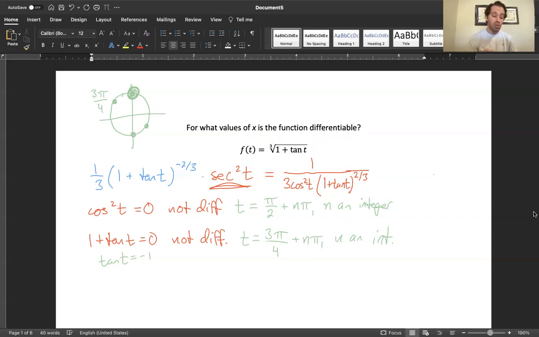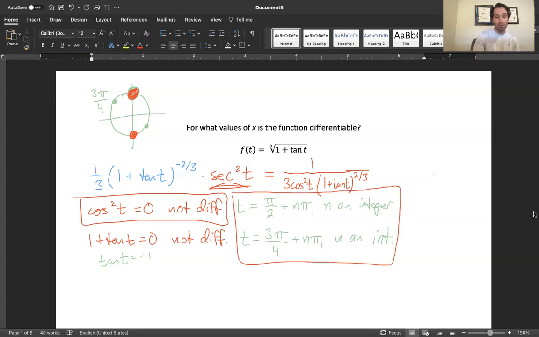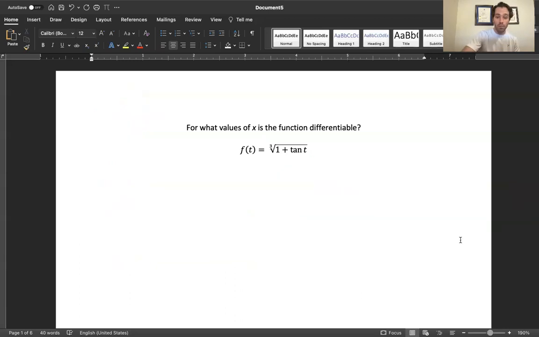And we already took that into account because tangent is undefined at pi/2 and at 3π/2. But we already said that those are points where the derivative doesn't exist because those are covered by this condition. So for what values of x is the function differentiable? Well, it's easier to state the points where it's not differentiable. So it's not differentiable at these values, and it is differentiable at all other values. Okay, let's move on to one more.